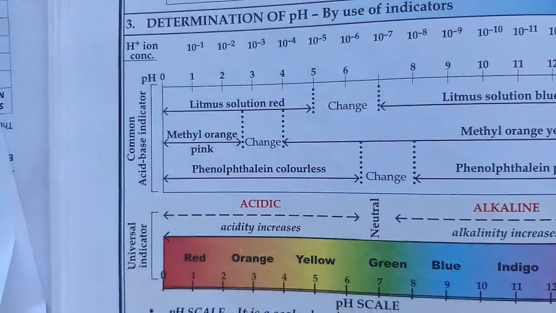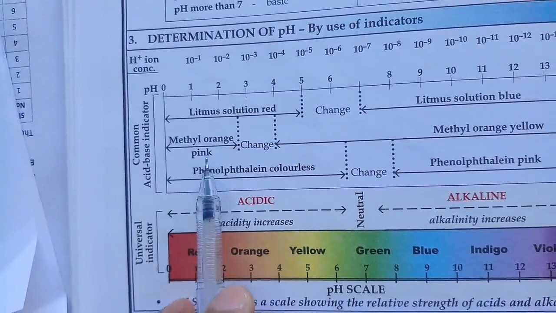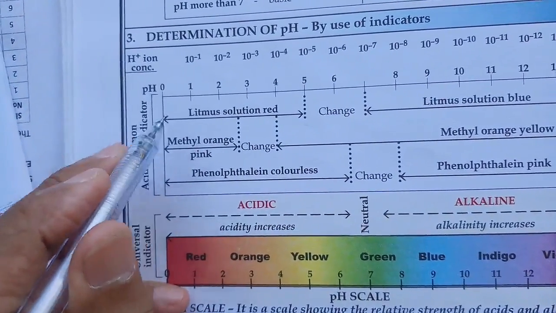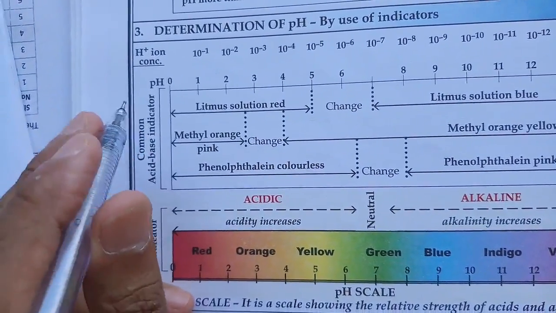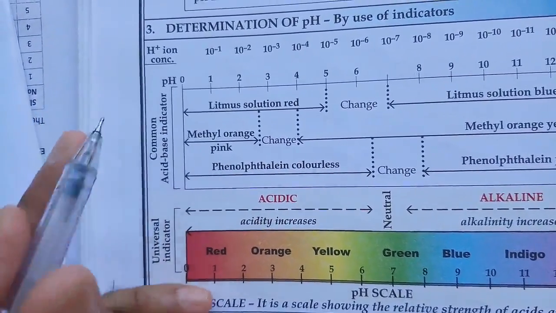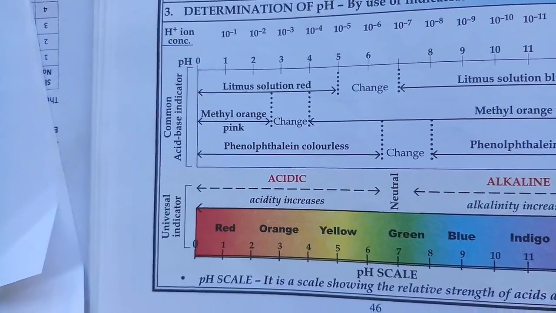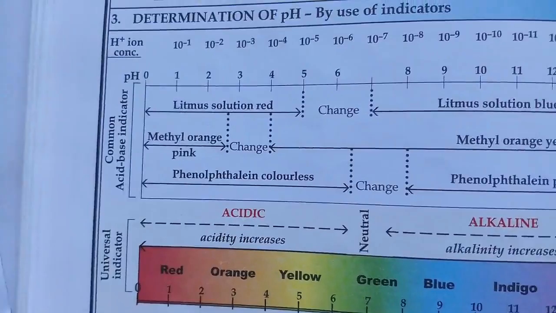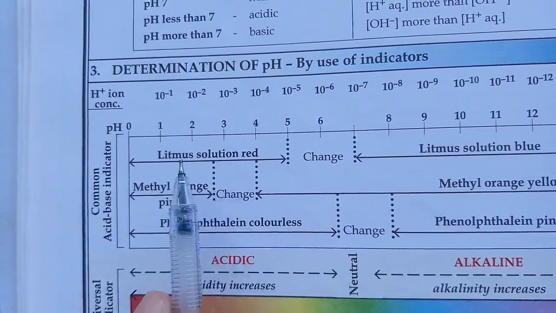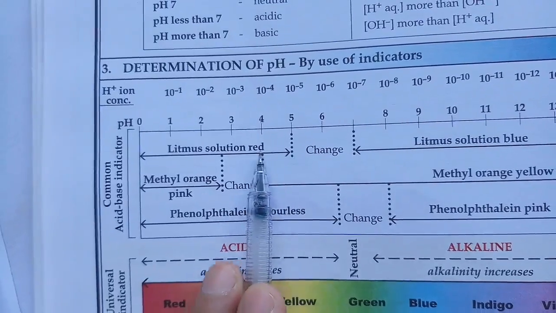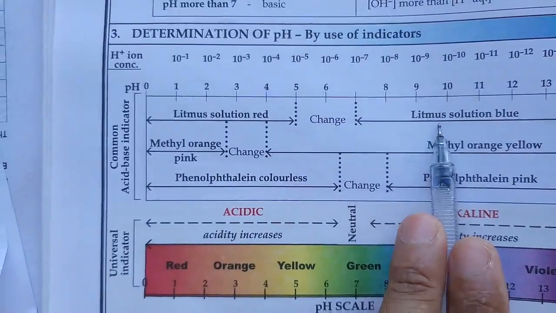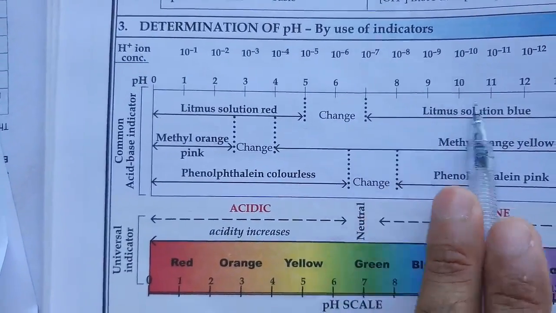You have learned about phenolphthalein and methyl orange in the previous class, and litmus solution also. These are the three solutions we generally use in the industry to test pH, and by testing the pH we understand whether the given solution is acidic or basic. So if you have a litmus solution, if it is red, that means it is acid. If litmus solution turns blue, it means it is basic or alkaline, right?